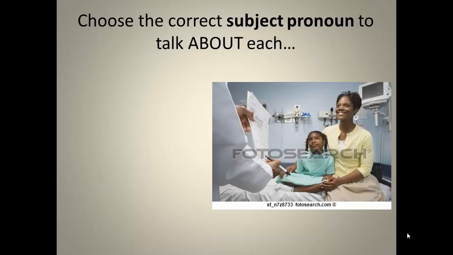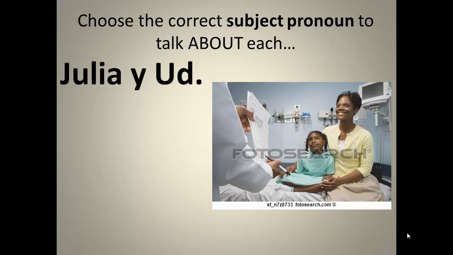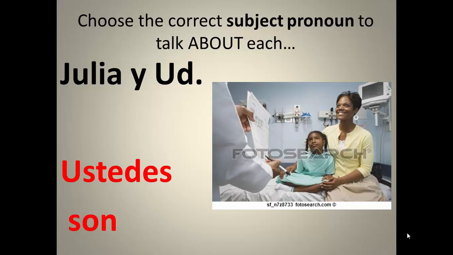Okay, next one. Julia y usted. Julia y usted. Julia and you. Again, it's plural. So find the usted, make it plural. You're over on the ustedes form, correct? So it would be ustedes son pacientes. You guys are patient.